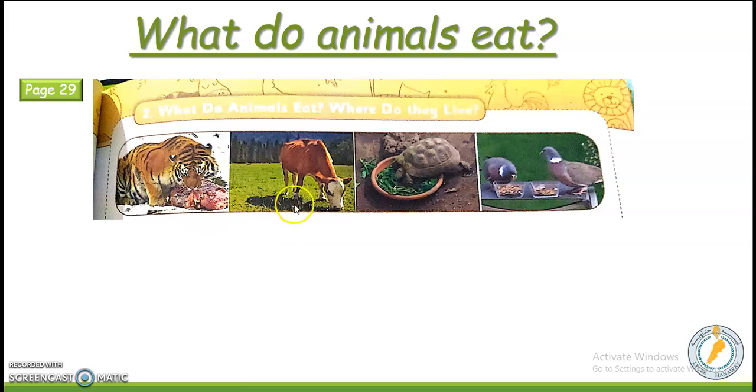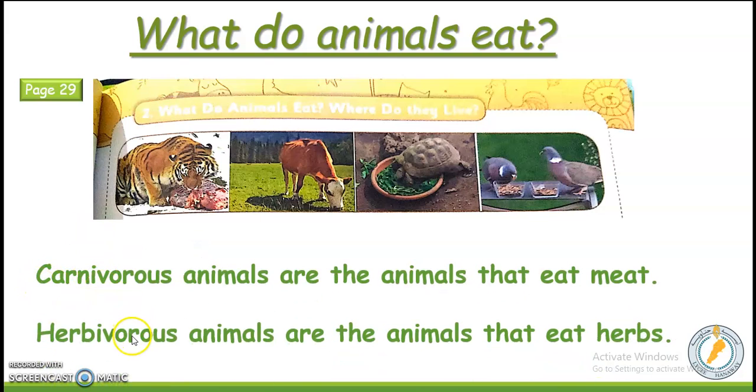And for these two kinds of animals, we gave them names. Who can remind me of the names? What did we call the animals that eat meat, and what did we call the animals that eat herbs? Who can remember the names? Let me remind you, we called them carnivorous and herbivorous animals. We said that the carnivorous animals are the animals that eat meat, and herbivorous animals are the animals that eat herbs. Okay, so these are the names, carnivorous and herbivorous.